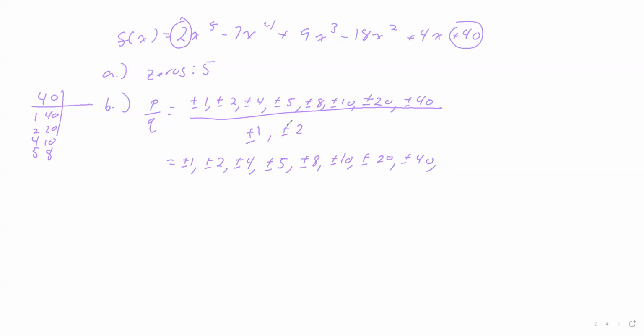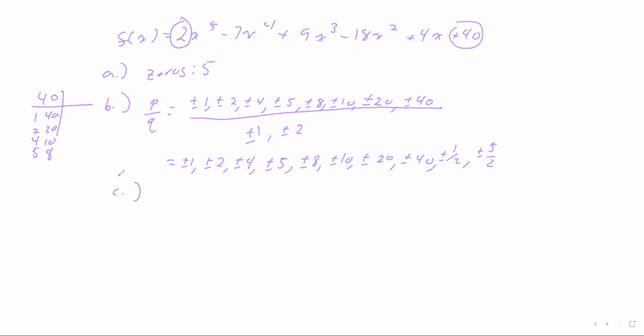Then we divide them by 2. 1 divided by 2 is plus or minus 1/2. 2 divided by 2 is 1, which you already wrote down. 4 divided by 2 is 2, which you already wrote down. 5 divided by 2, that's plus or minus 5/2. 8 divided by 2 is 4, 10 divided by 2 is 5, 20 divided by 2 is 10, and 40 divided by 2 is 20, all of which you already wrote down. You do not have to repeat. So we have 1, 2, 3, 4, 5, 6, 7, 8, 9, 10, 20 possible zeros. And that's what you do there. You just list the possible ones.